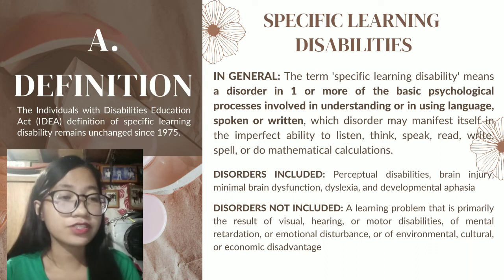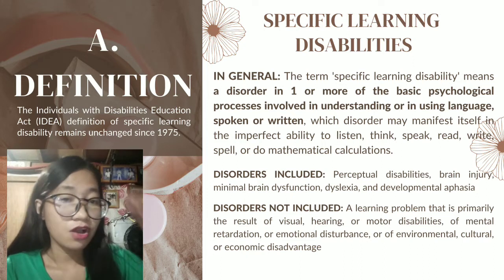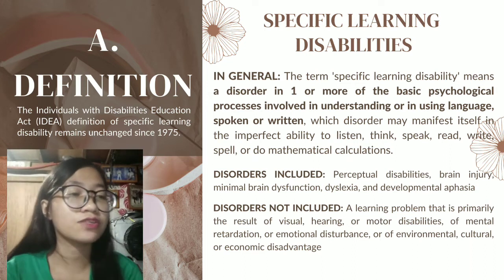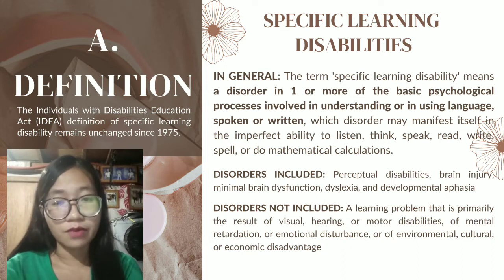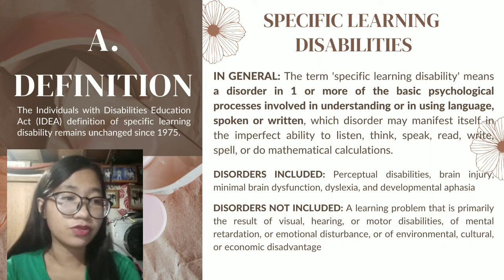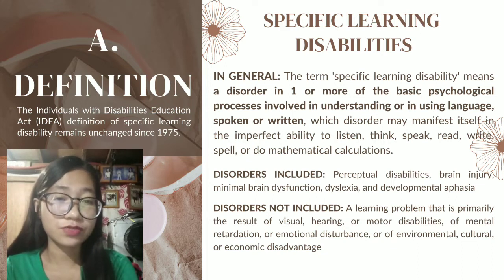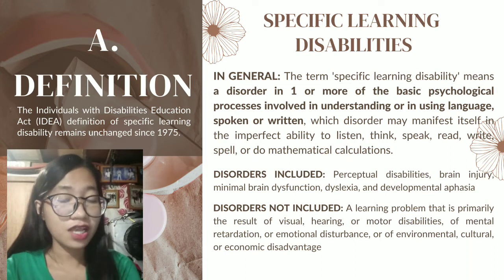So for the disorders not included, we have a learning problem that is primarily the result of visual, hearing, or motor disabilities, of mental retardation or emotional disturbance, or of environmental, cultural, or economic disadvantage. So if the learning of the student is affected because of these conditions, it cannot be called a specific learning disability.